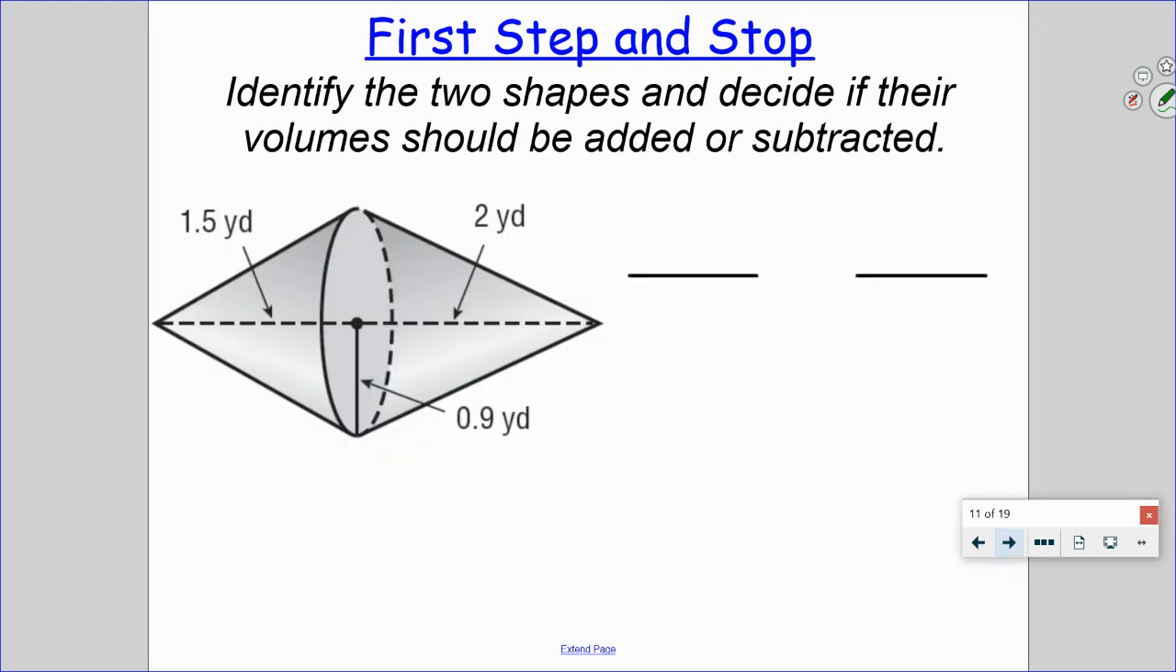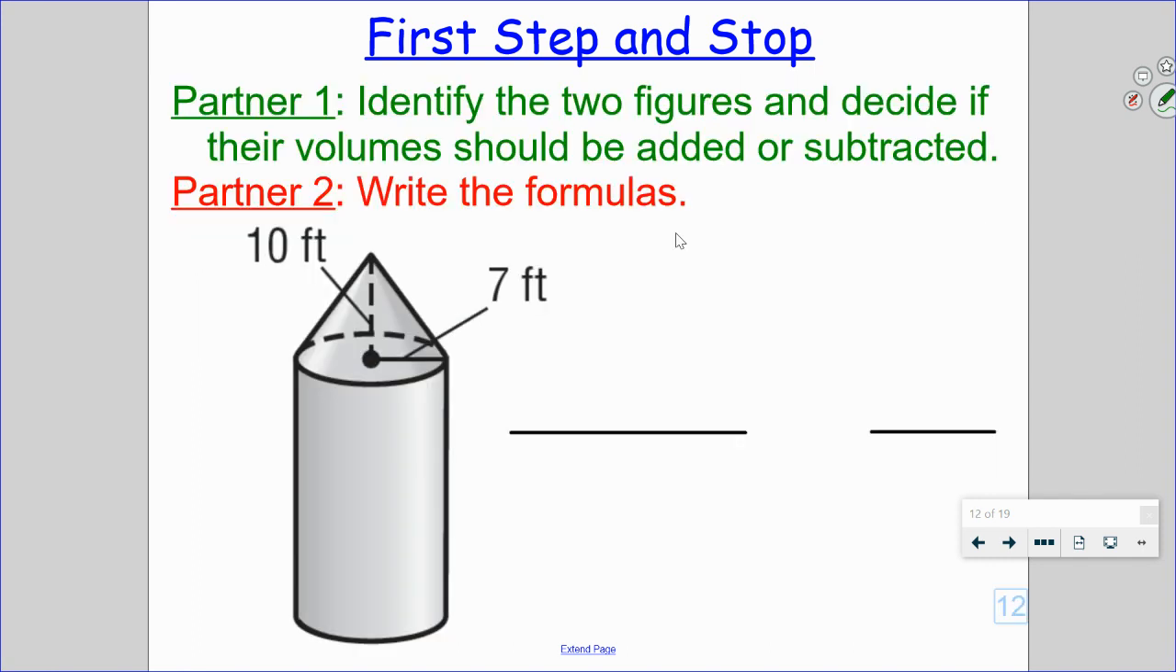If you want, pause, come on back when you're ready. I'm not surprised if you come to this conclusion very quickly. I see 2 cones, and if the entire thing is shaded in, we're going to go ahead and add the volumes of both of those cones.